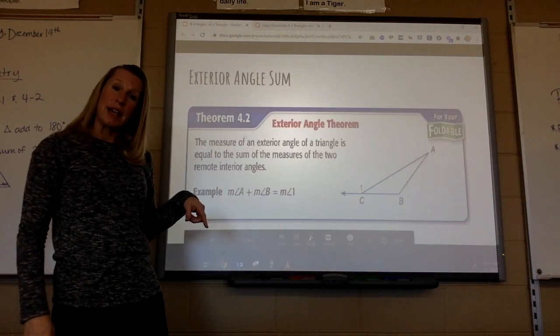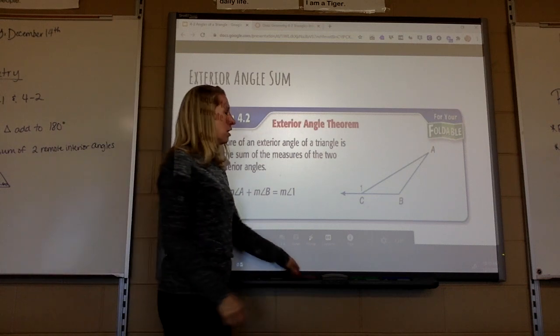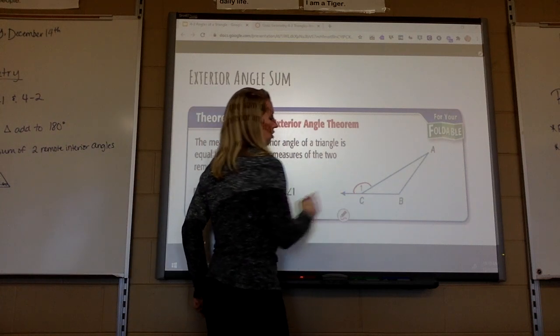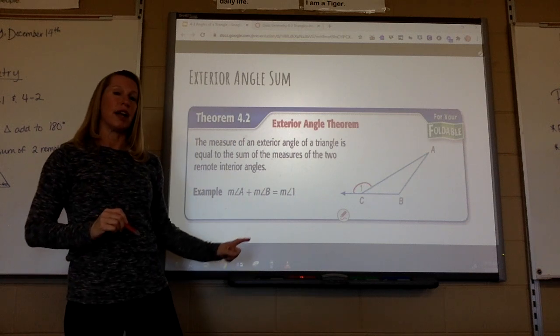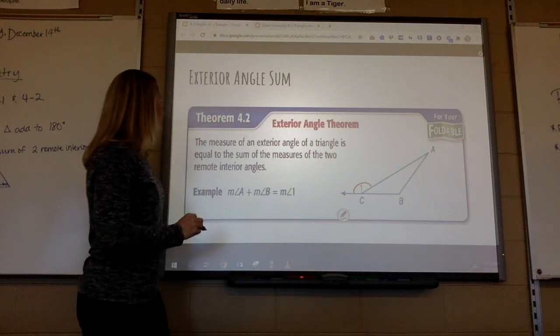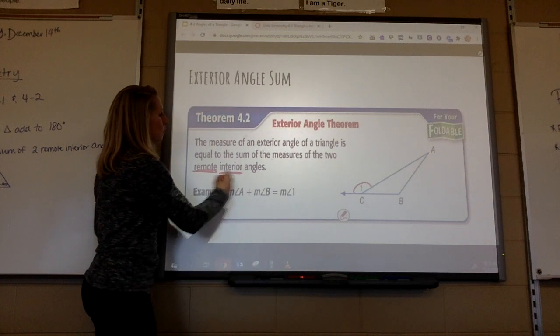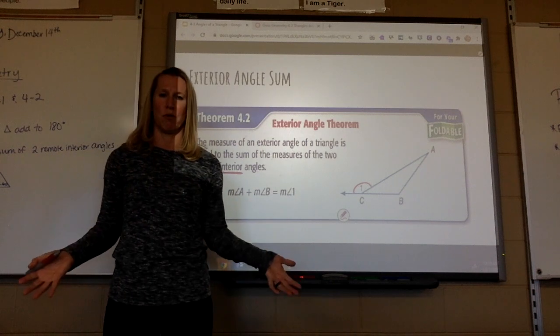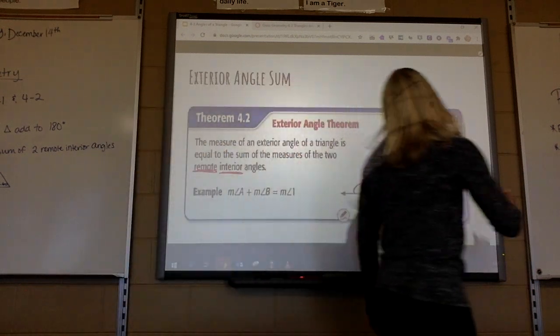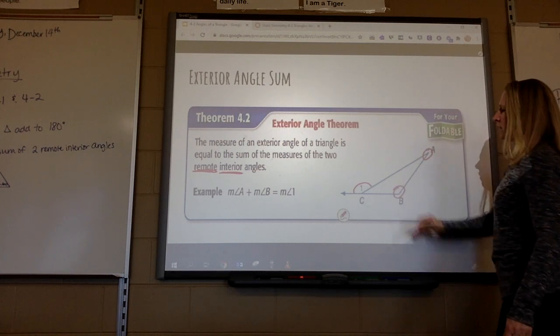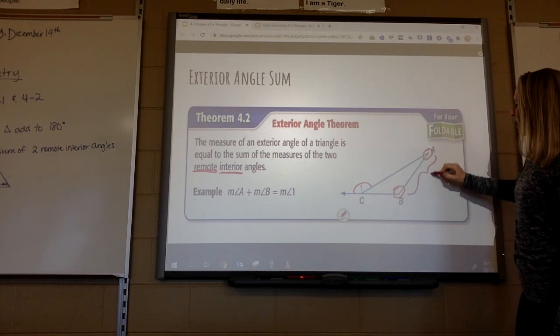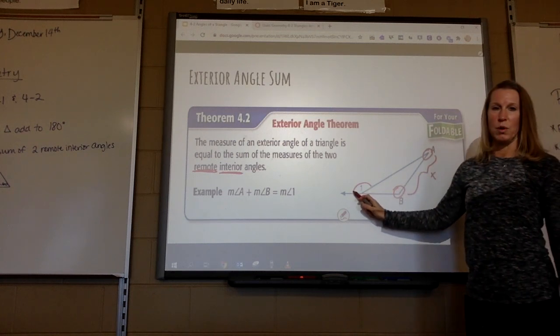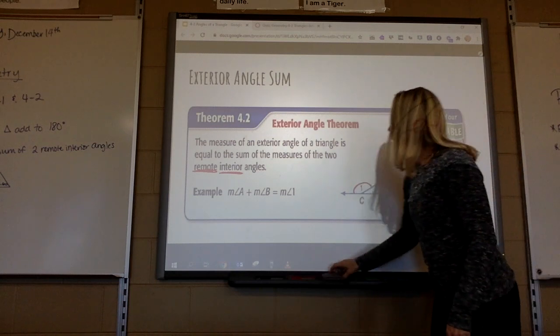Okay, so an exterior angle is the angle on the outside of the triangle. That exterior angle always equals the sum of the two remote interior angles. So what are remote interior angles? Well, those are the two angles furthest away. So if I add these two angles together, I will always get that exterior angle.